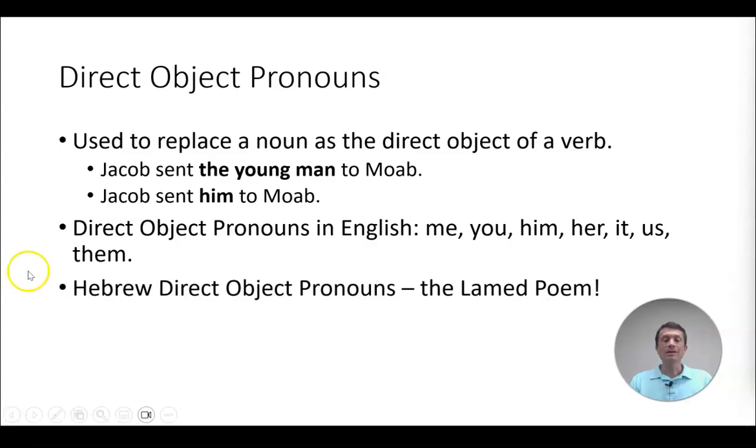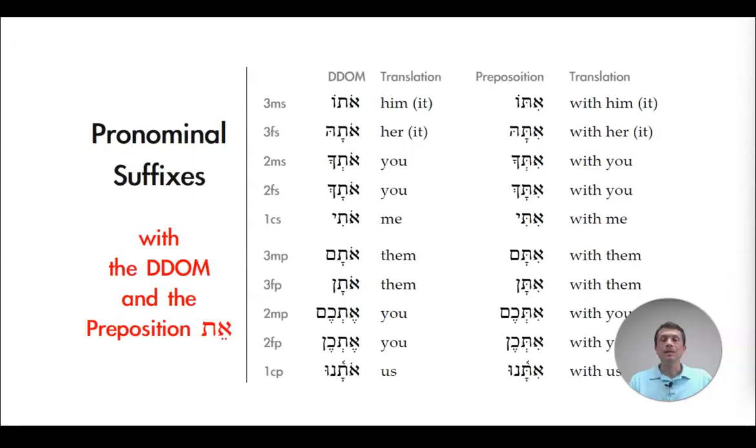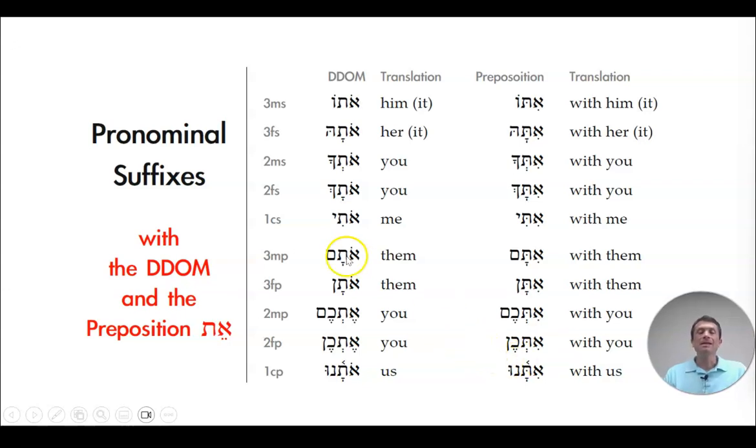And in Hebrew, the direct object pronouns, you already learned in the last chapter, it's the lamed poem. Those endings are the endings for the direct object pronouns. So there's really one set of endings to learn for both the possessive pronouns and the object pronouns. Now, what I wanted to show you in this slide is the object pronoun that you've already learned from the last chapter. Here it is attached to the definite direct object marker.